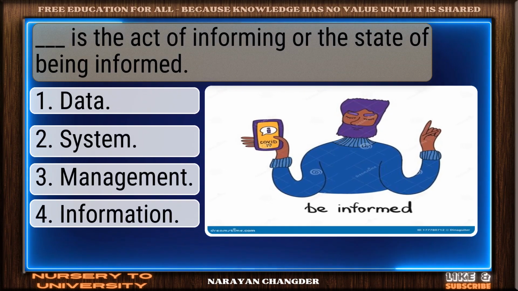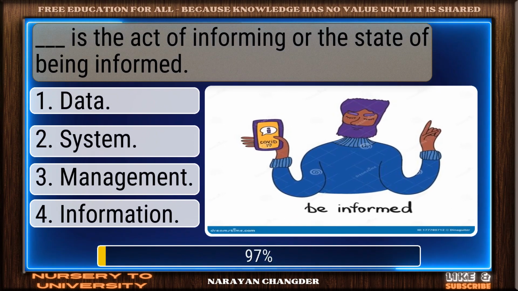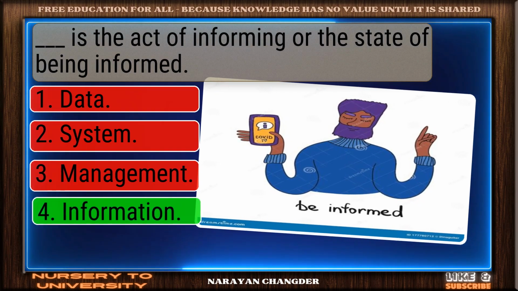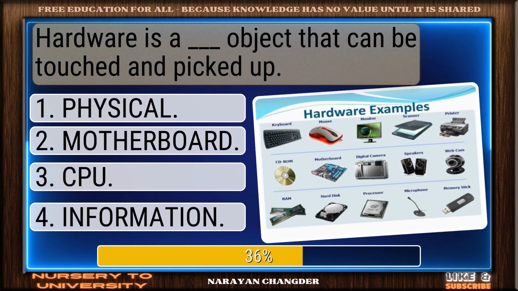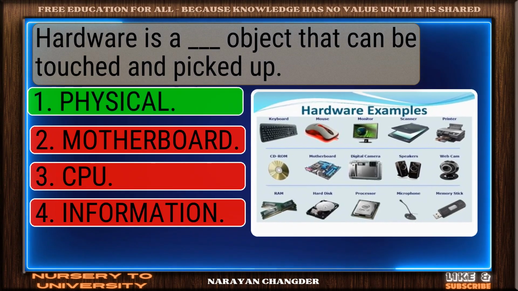Dash is the act of informing or the state of being informed. Correct response. Information is accurate. Hardware is a dash object that can be touched and picked up. Well picked. Physical is correct.